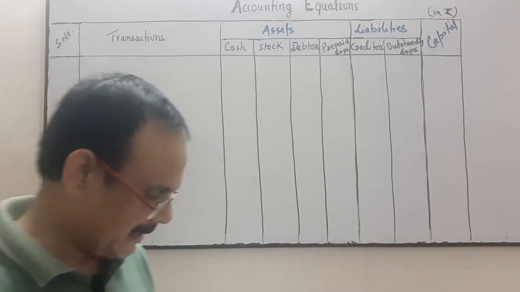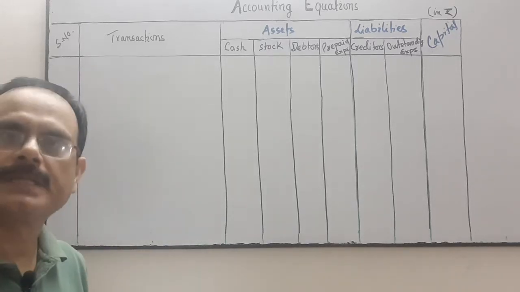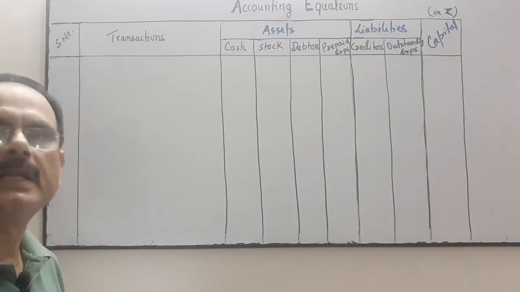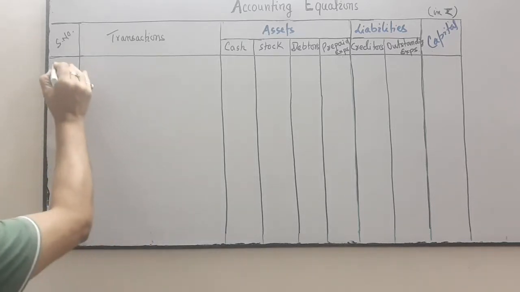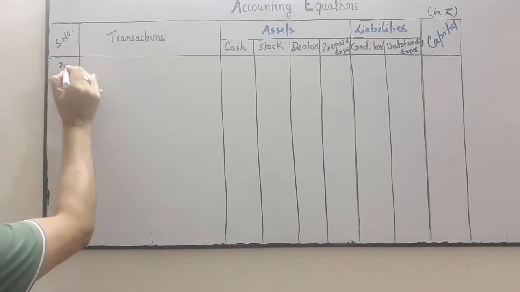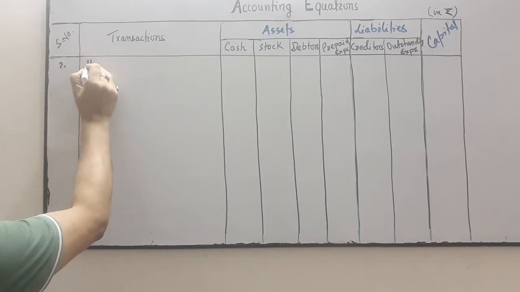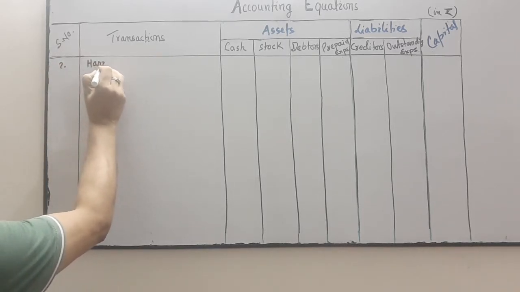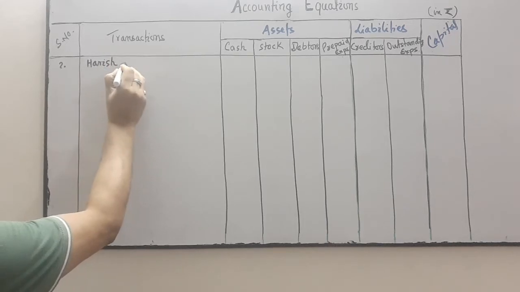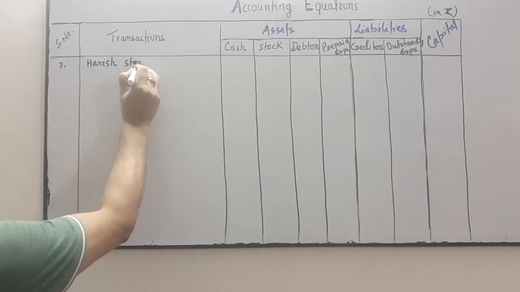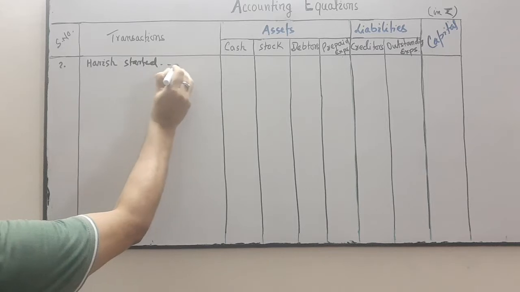Transaction number 1: Harish started business with cash rupees 1,80,000. So what we do, you write the transaction first over here. Harish is the proprietor. Harish started. Write the full sentence.